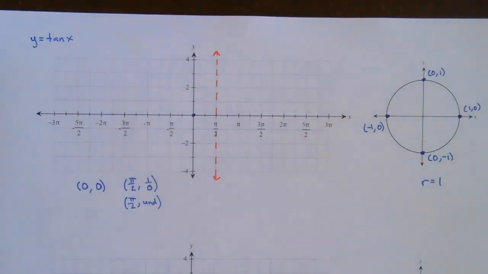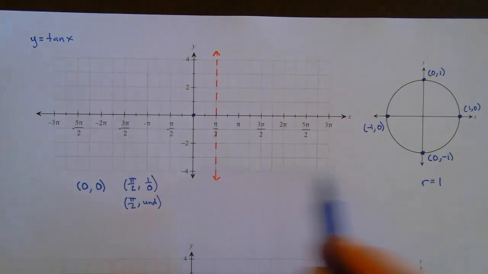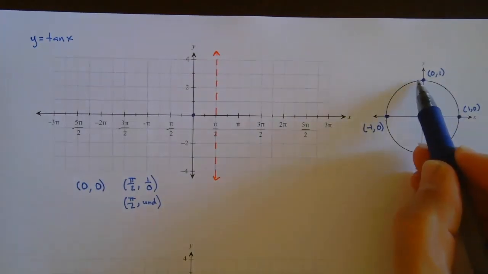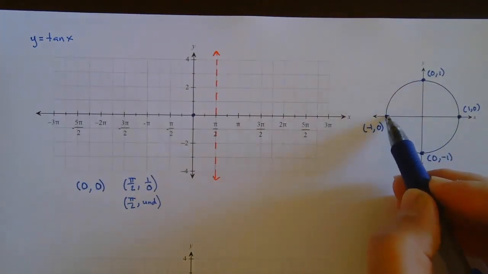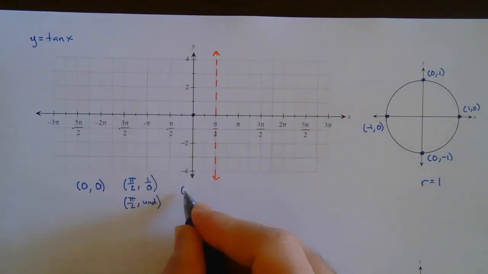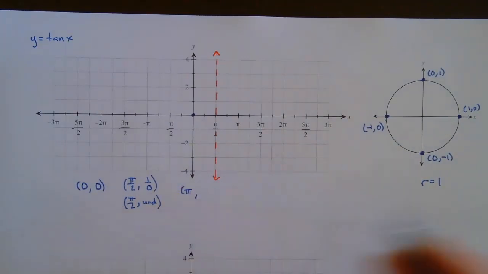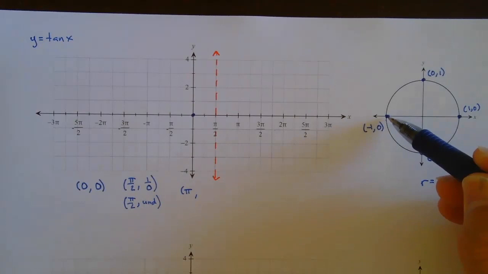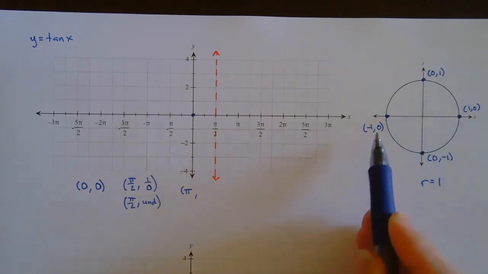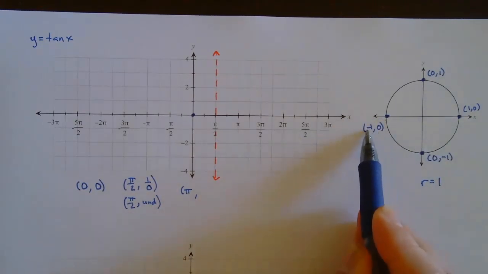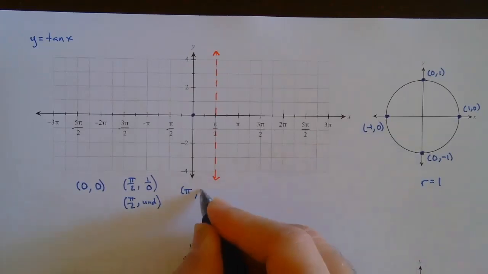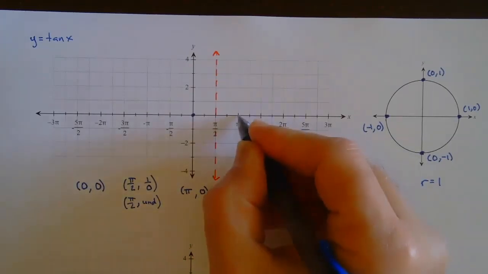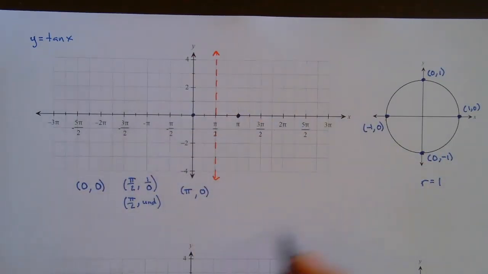All right, so we did angle pi over 2, right? That was right here. Keep going around the circle. Now we're going to be right here, and that'd be angle pi. At angle pi, the ratio of y to x would be 0 over -1, and that would just be 0. So at angle pi, I can plot a point right there.